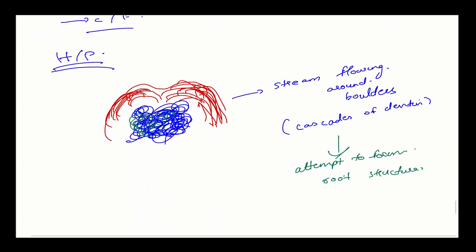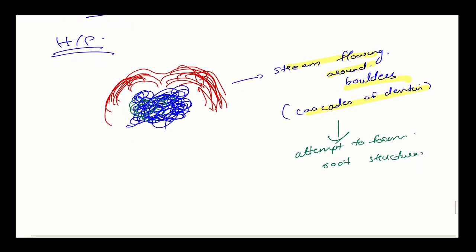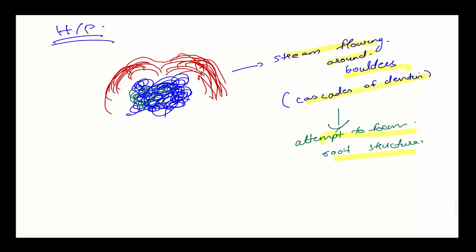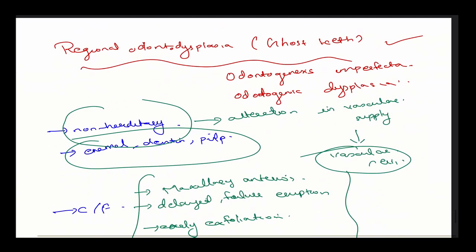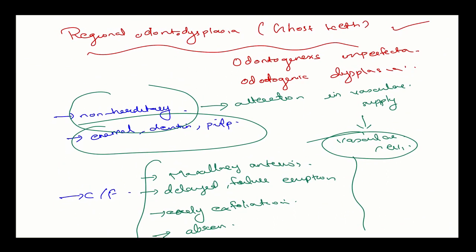Then type 1 is radicular and type 2 is coronal, and the feature you have to know is stream flowing around boulders and cascades of dentine, which is just an attempt to form the root structure. And finally the types 1A, 1B, 1C, 1D: absence of root, 1 crescent, 2 crescents, full with pulp stones.